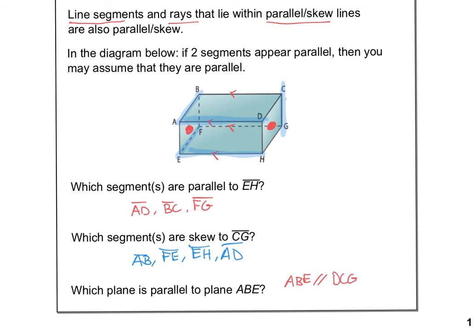Or really any combination of those four letters. Remember, planes only need 3 non-collinear points. So you could have said CDH. You could have said CGH. Any combination of those letters.